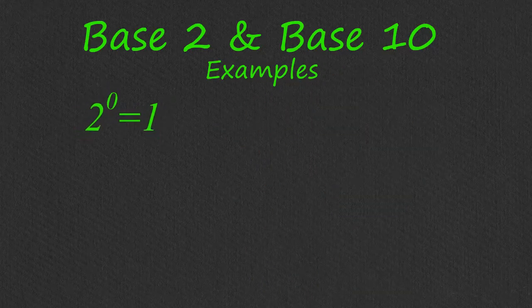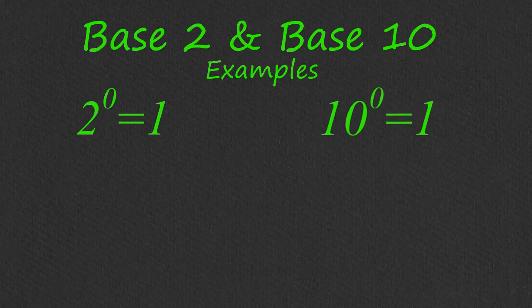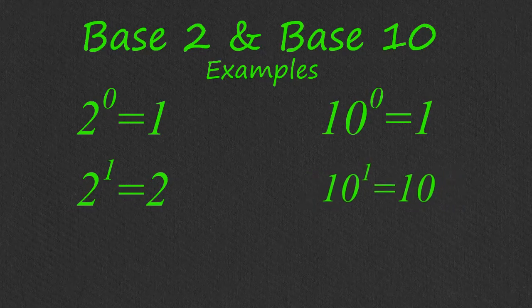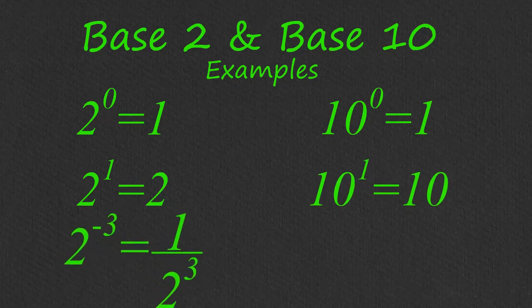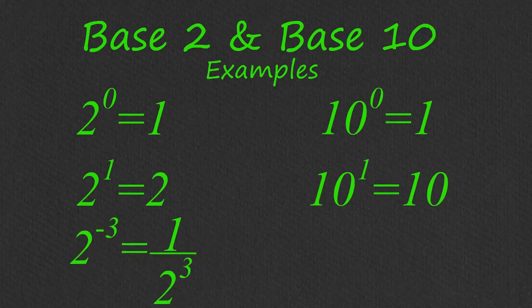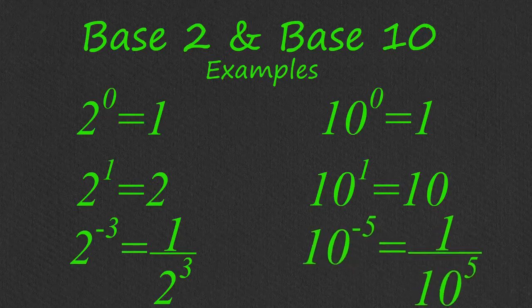2 to the 0 is equal to 1, 10 to the 0 is equal to 1, 2 to the 1 is equal to 2, 10 to the 1 is equal to 10, 2 to the negative 3 is equal to 1 over 2 cubed, 10 to the negative 5 is equal to 1 over 10 to the 5.